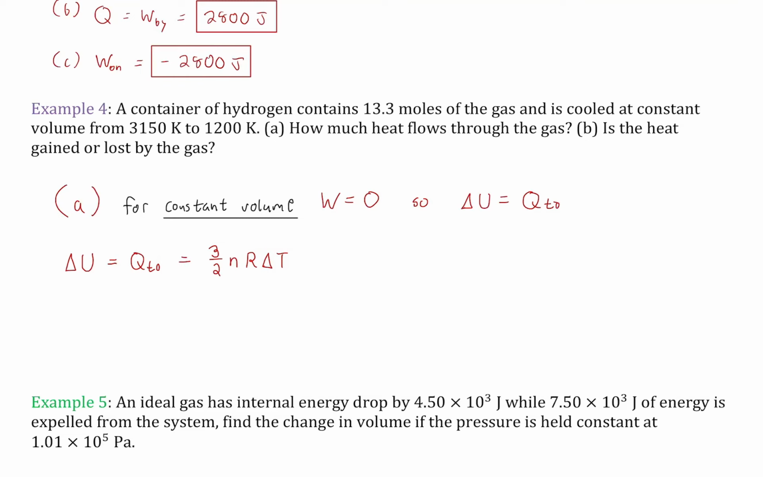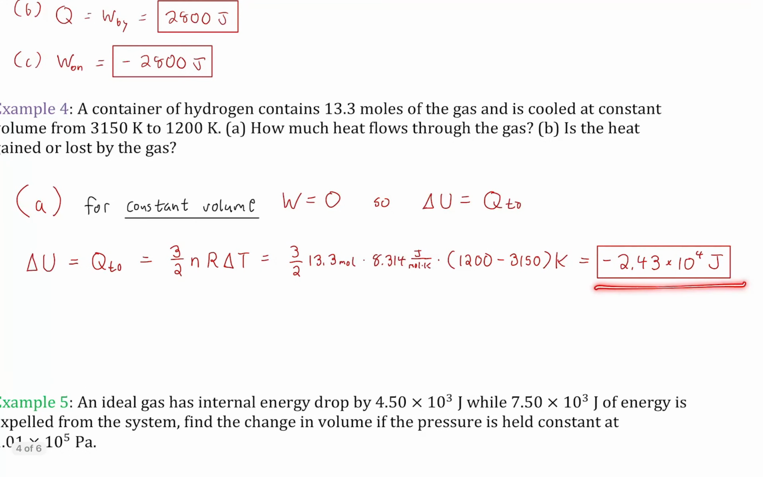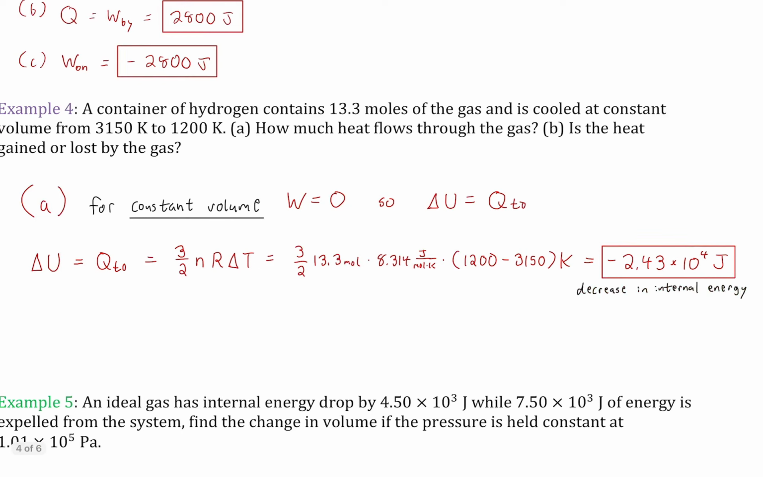And then we know that change in internal energy is equal to 3/2 nR delta T. And so we'll just plug that all in. We know we have 13.3 moles, we know the ideal gas constant, and we know our temperature change was this. We started at a high temperature and we finished at a low temperature. So that means that our change in internal energy must be negative. It's negative 2.43 times 10 to the 4 joules, so negative 24,300 joules.